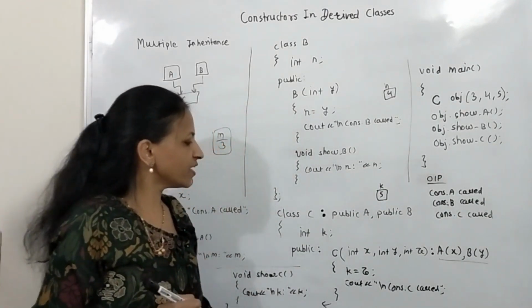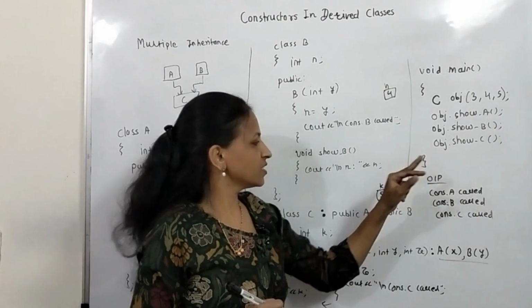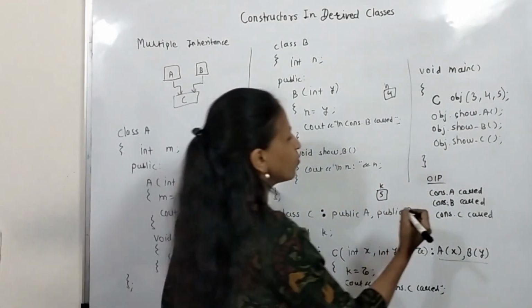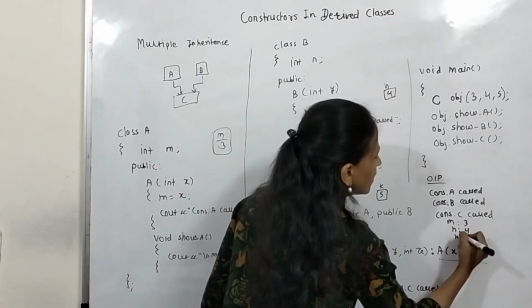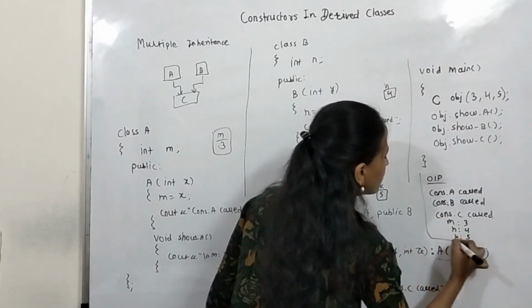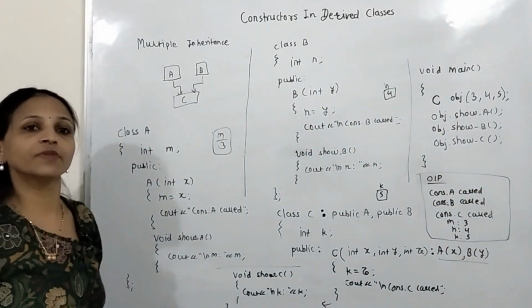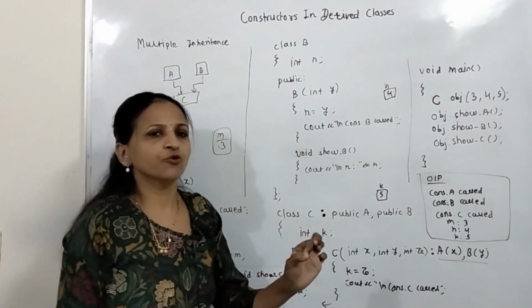And now finally we are calling all the show methods. That's why you will get first m colon m value, like m colon 3, n colon 4 and k colon 5. This type of output you will get onto the output screen after execution of this program. Getting? Now I am doing a slight change here.